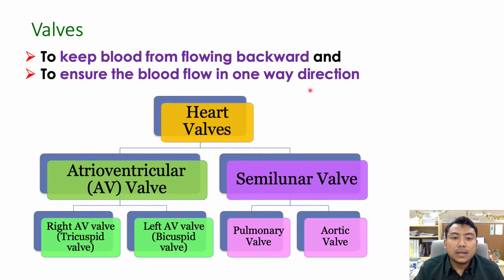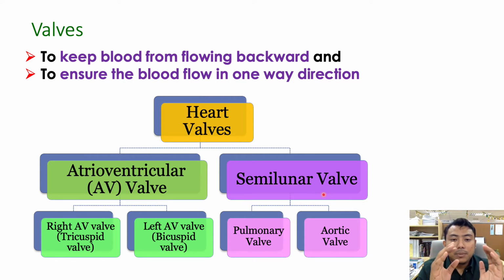So valves ada dua jenis. Typically ada dua jenis. So they are AV valve, atrioventricular valve, and semilunar valve. Why is it called semilunar valve? Yes, sebab bentuk dia hampir sama macam semilunar. Apa itu semilunar? Bulan separa. Macam kita beritahu bulan separa. Macam tu lah. Kalau full moon kan bulat macam tu kan.